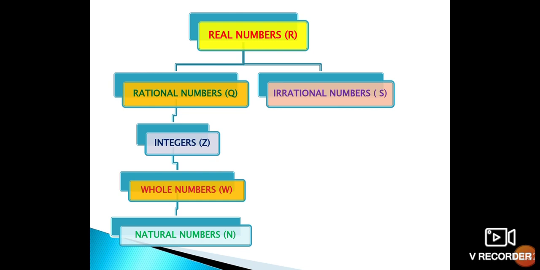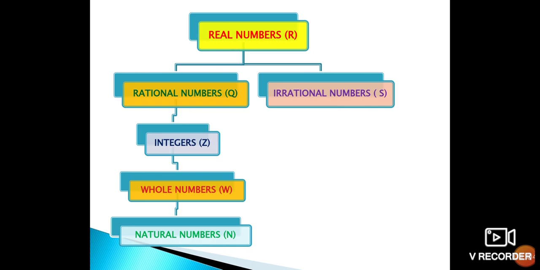Real numbers. Real numbers comprise rational numbers and irrational numbers. Under rational numbers we have integers. Under integers we have whole numbers, then natural numbers. Natural numbers, whole numbers, integers, rational numbers and irrational numbers all together are called real numbers. So this flow chart is very important. You should note it down. It is always helpful.